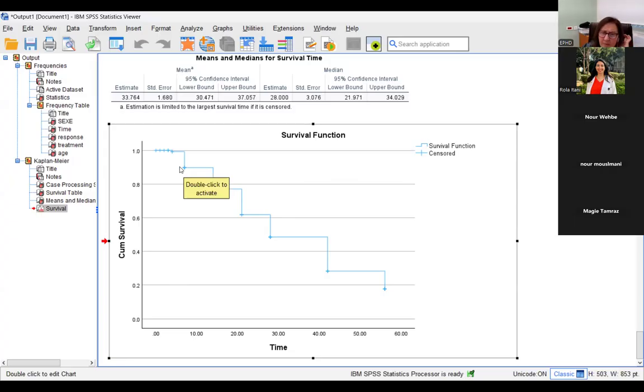Drop in terms of what? Drop in number, in terms of people? No, every drop is when the event occurs, because we calculate the probability of dying. So we calculated here at 4 months, right?